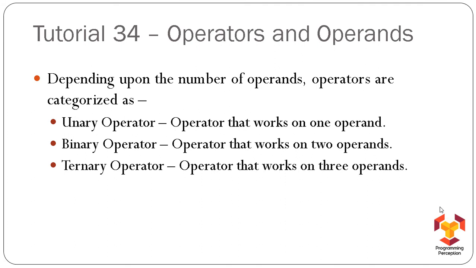Depending upon the number of operands, operators are categorized as unary operator, binary operator or ternary operator. Now if an operator performs operation on one operand, definitely it's a unary operator. If an operator is performing operation on two operands, definitely it's a binary operator. And when an operation is performed on three operands, definitely it's a ternary operator. Now most of the operators are among the first two, whereas there is only one operator which belongs to the third category. Now we will discuss about these operators individually in our upcoming videos.